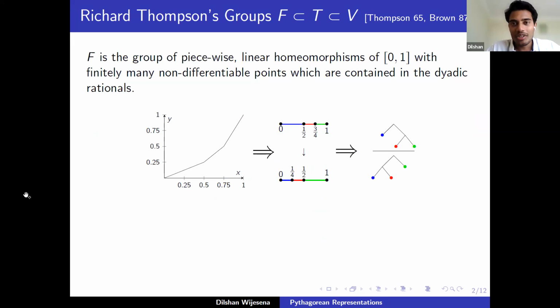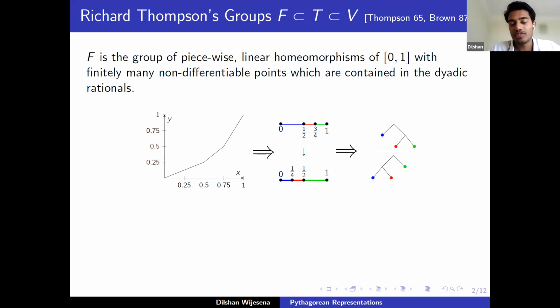Okay, so to get started, I'll talk about Thompson groups. If you were listening to the previous excellent talk by Ryan, we know all about Thompson's groups, but just for the benefit of everyone, I'll say a few quick words about it. There are three Thompson groups, F, T, and V, introduced by Richard Thompson. On the left here, we have an example of an element of F. It's piecewise linear.